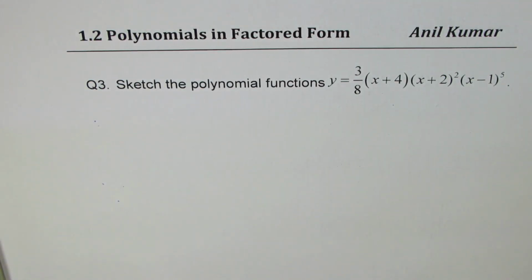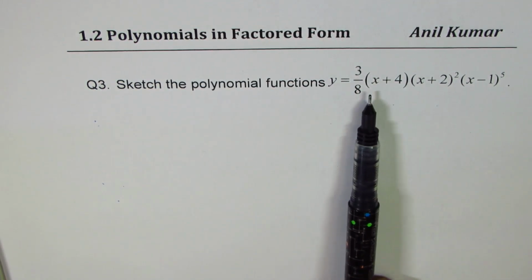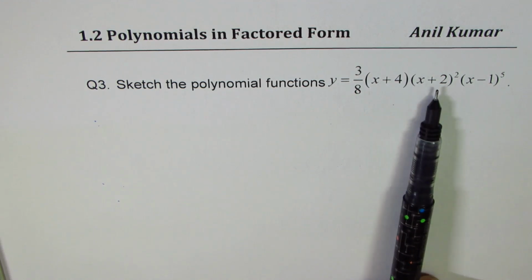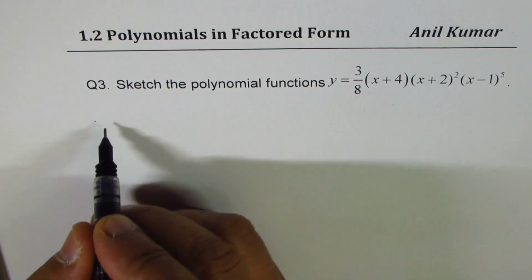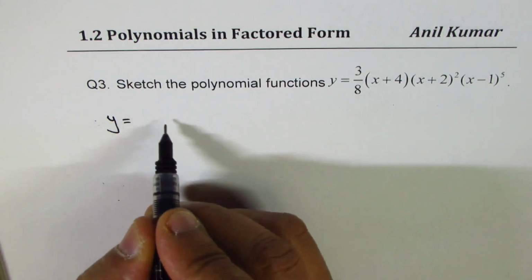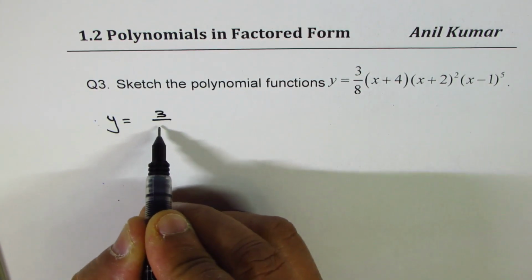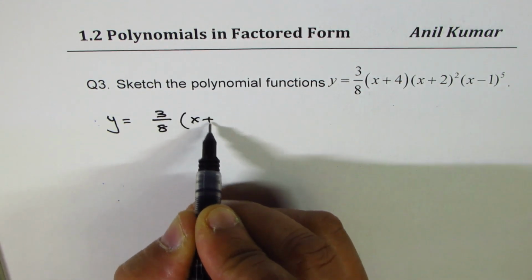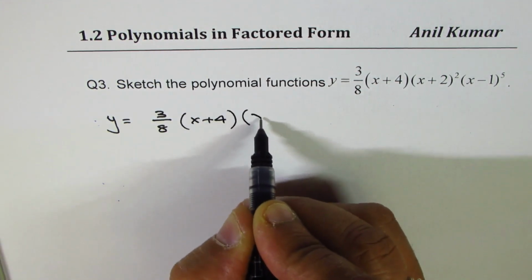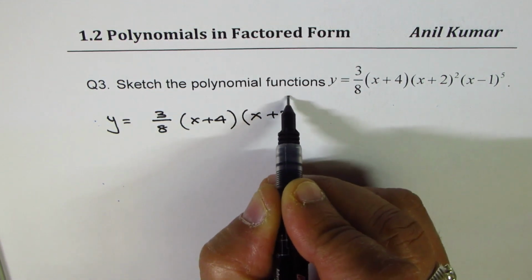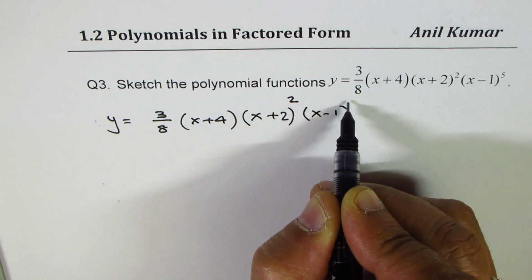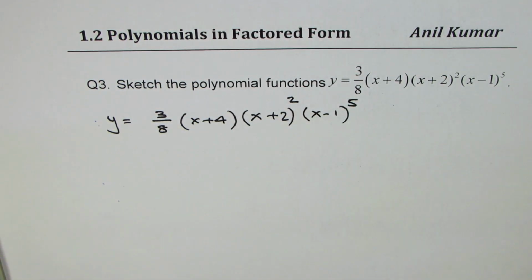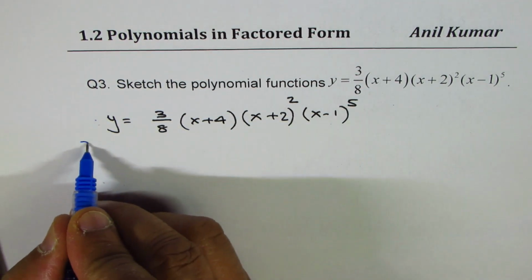Question number 3. Sketch the polynomial function y equals 3 over 8 times (x plus 4) times (x plus 2) whole square times (x minus 1) to the power of 5. So let's try to do it in simple steps. That factor has order 2, and then we have at 1 order 5. So let us list all zeros first.